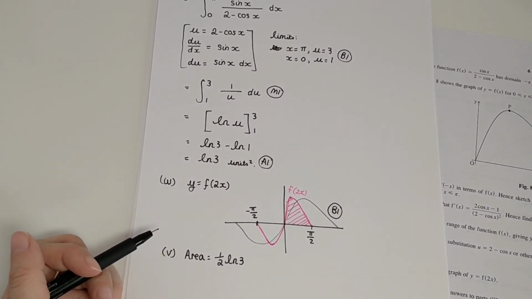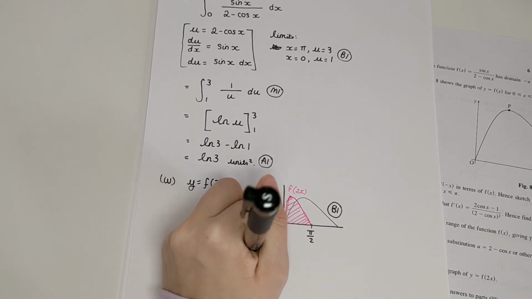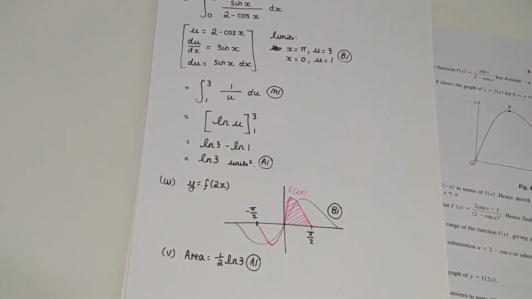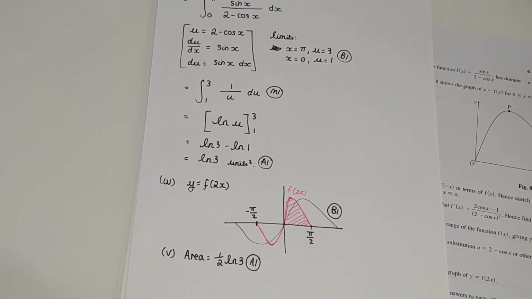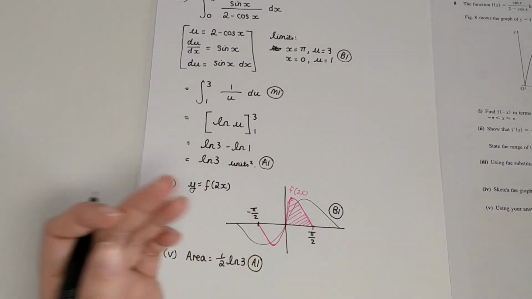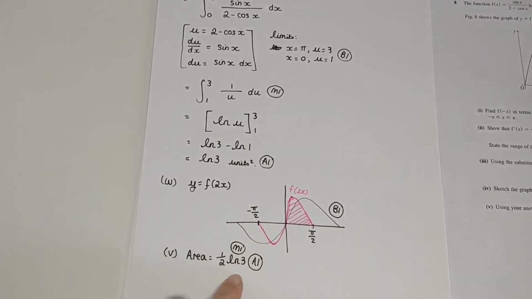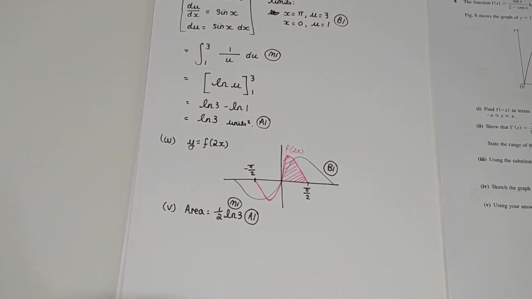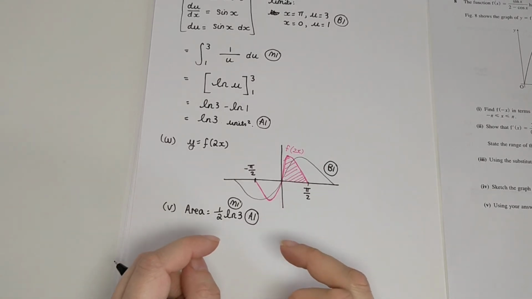Then part 5, okay, so you get A1 for half log 3. You do get a method mark, but it says seen or implied. Area is stretched with scale factor half. Now, it does say write down, so it's not expecting you to show any kind of working out. I'm going to get the method mark because it's implied by the fact that I got the right answer.